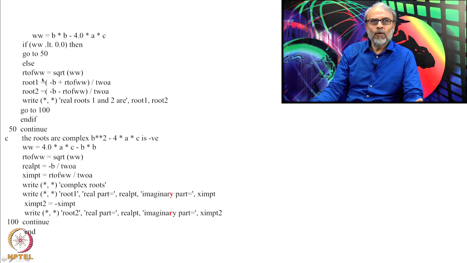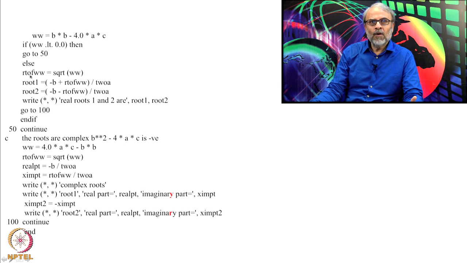So, your new if statement has two parts. If something is less than 0, then do all these, then go to 50, else you do all these things, then go to 100. Okay. So, this is the second if statement. It has again two components. One component, if w is less than 0, then you do this part. If it is not less than 0, then you do these things.